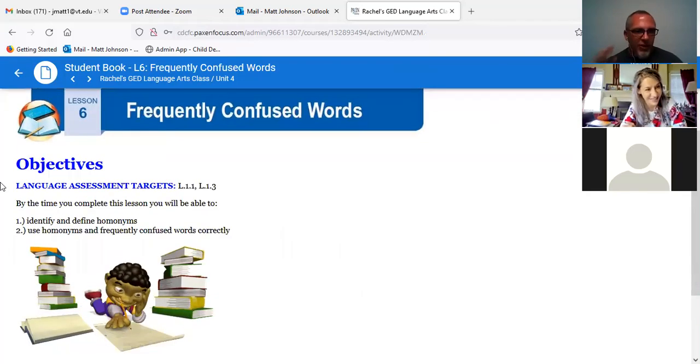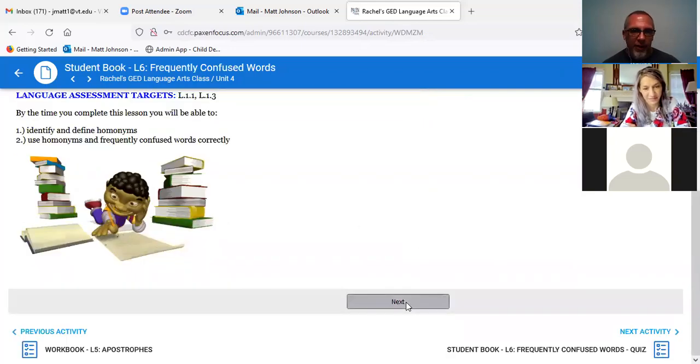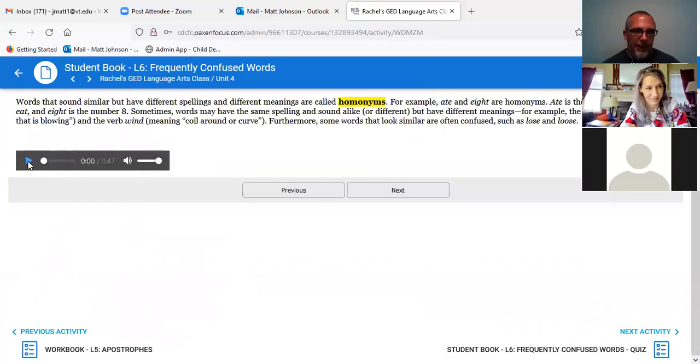So yeah, by the time you complete this lesson, you will be able to identify and define homonyms and use homonyms and frequently confused words correctly. And we've got some more audio here.